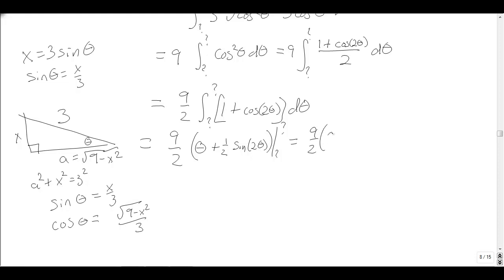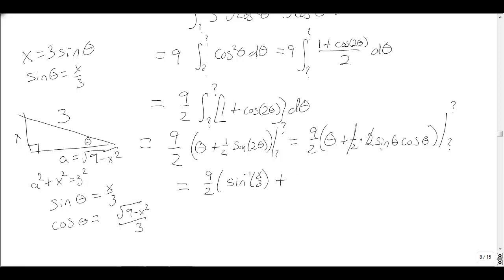So we're going to get 9/2 times theta plus 1/2. There's an identity that says sine 2 theta is 2 sine theta cos theta. This is another nice identity to know. And then we've got certain theta bounds here. Now what will happen is the 1/2 and the 2 will cancel. And we have 9/2 times theta, but now we should worry about changing to x. I don't really want to put the theta there. So let's find theta in terms of x. Well, if sine theta is x over 3, theta is inverse sine of x over 3.